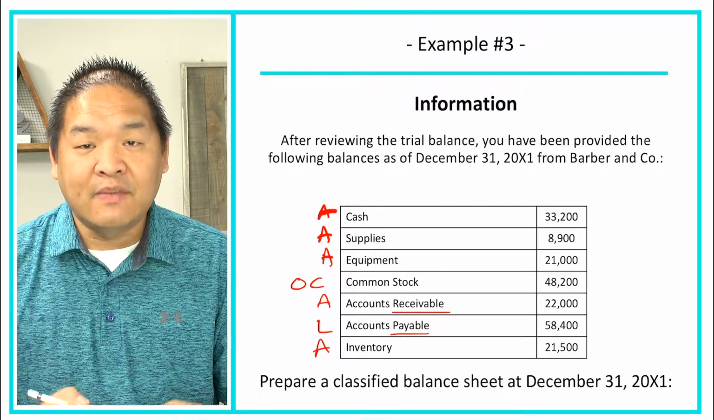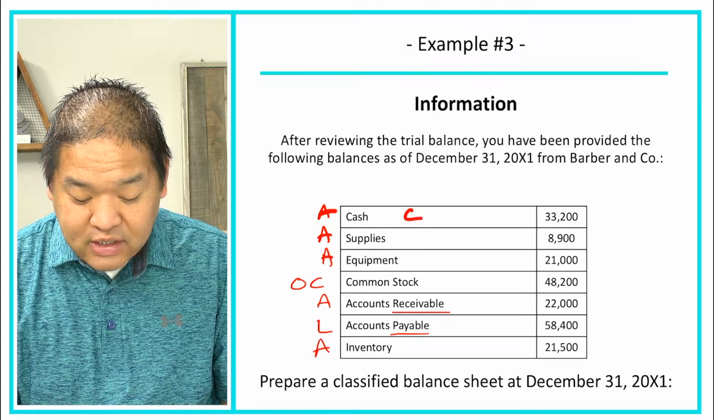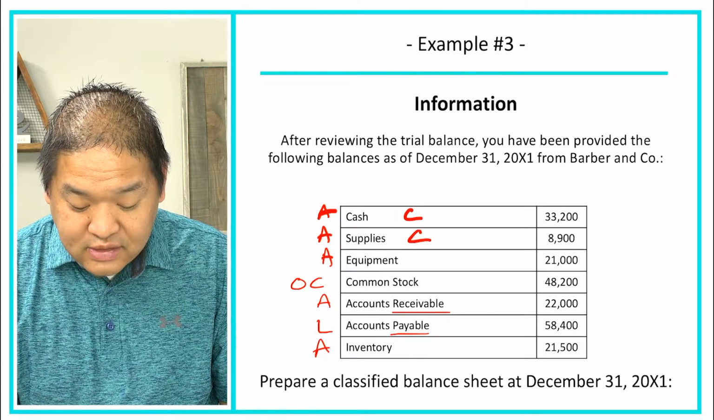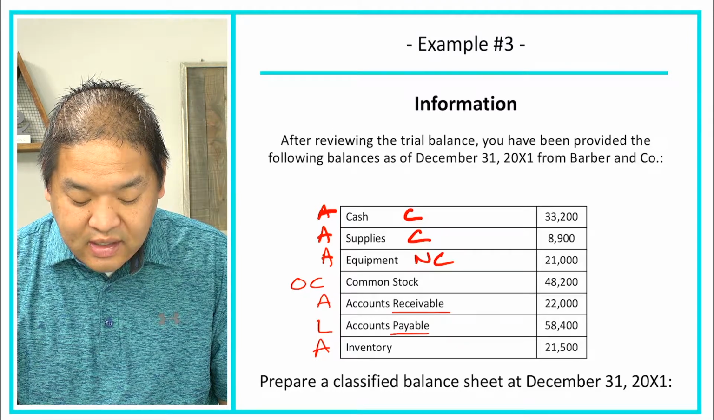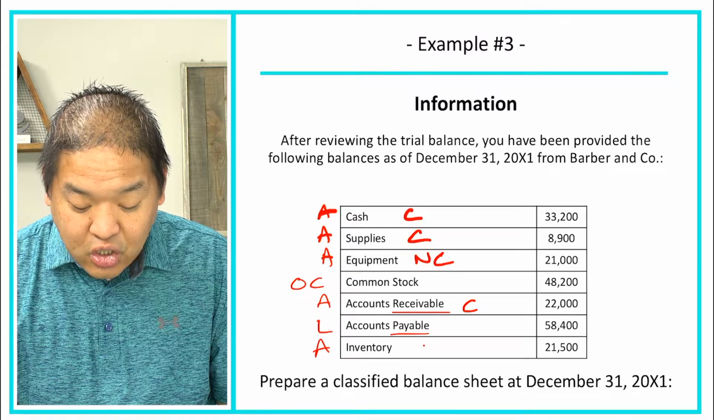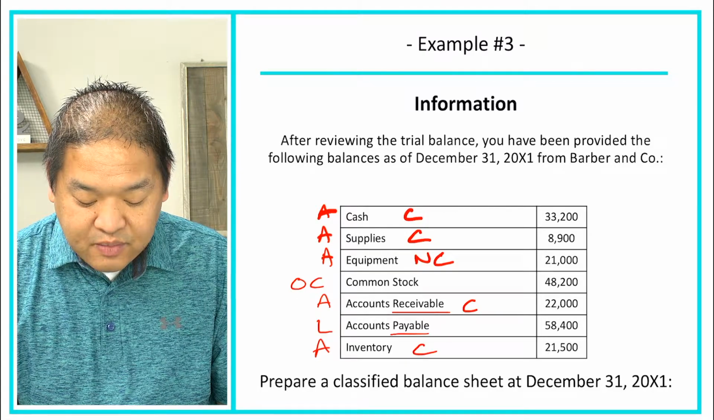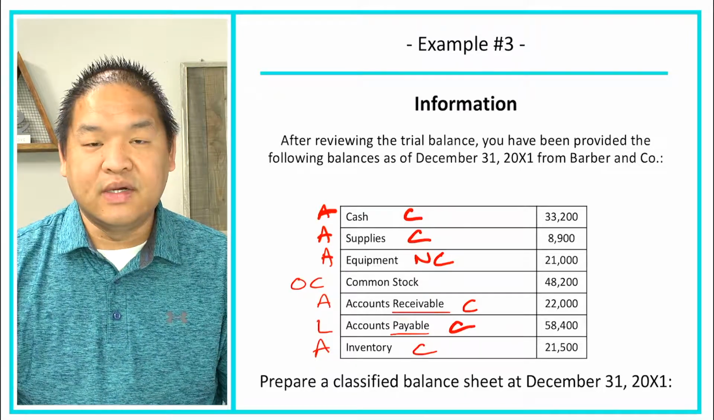All right, from here, I would then need to take that to the balance sheet. We would classify between current and non-current. So cash would be current, supplies would be current, equipment would be non-current, accounts receivable would be current, inventory would be current, and then accounts payable would be current, and we don't care about owner's capital because we just put them on the balance sheet.